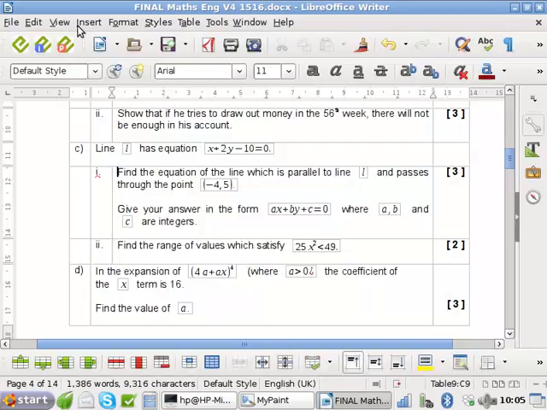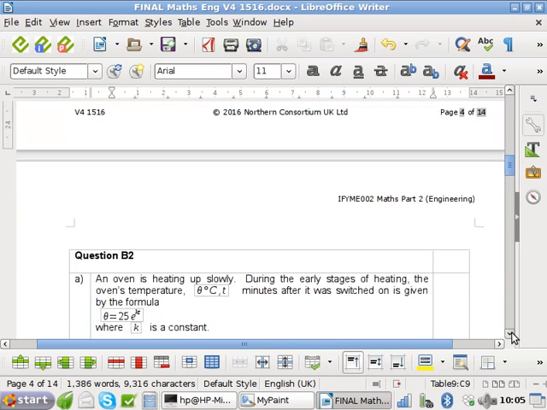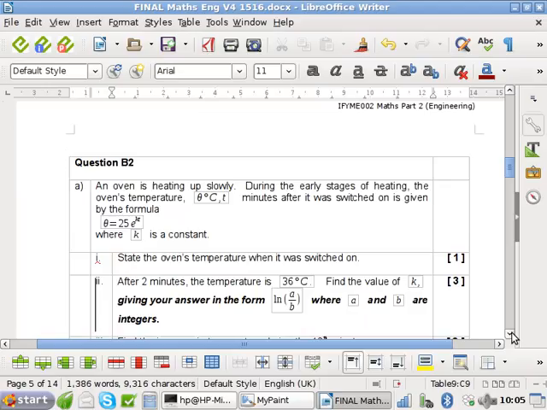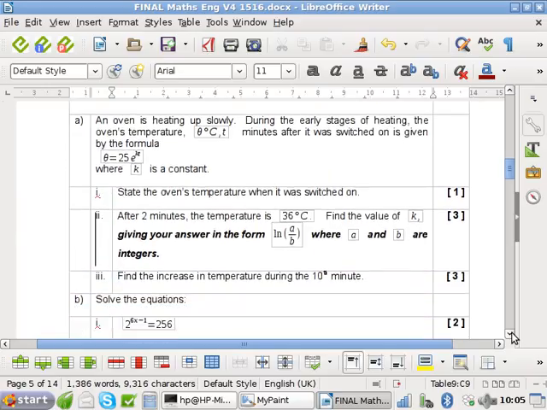How many do we have, really 3, right? Actually, that was 4. How many options? 6. An oven is heating up slowly. During the early stage, the oven temperature is theta, and t minutes after it is switched on. Theta equals 25 e to the kt, is it?